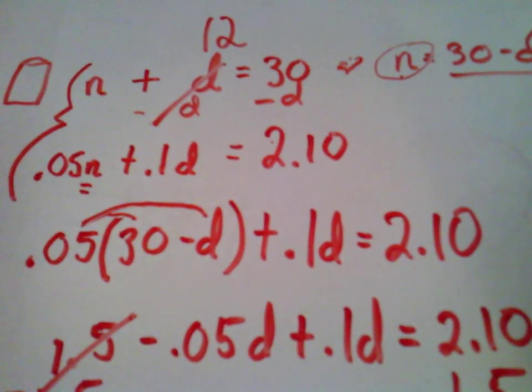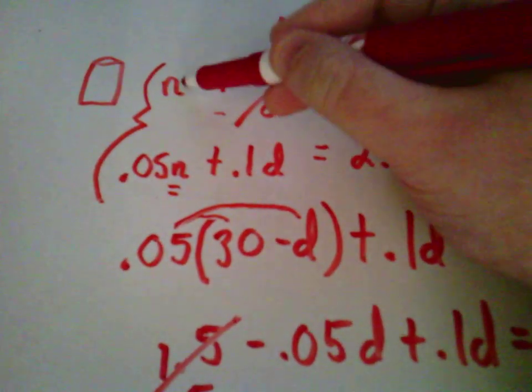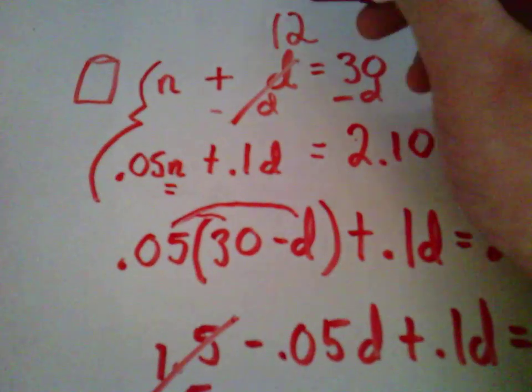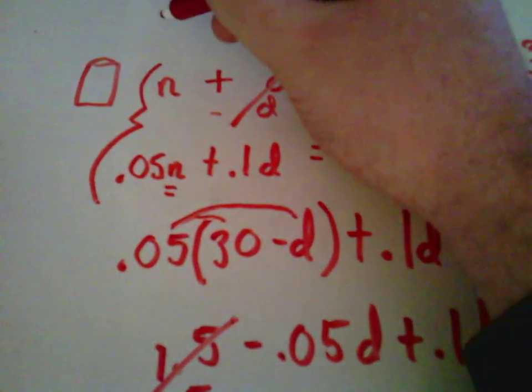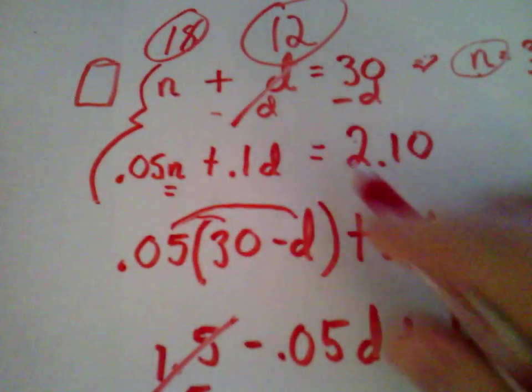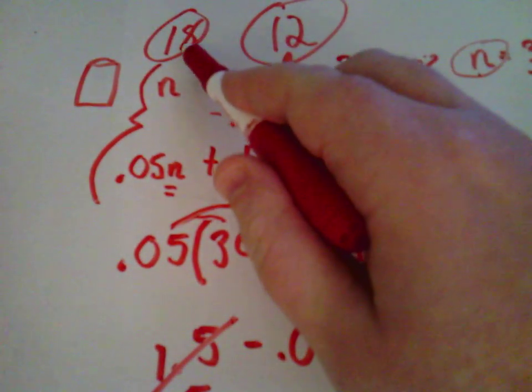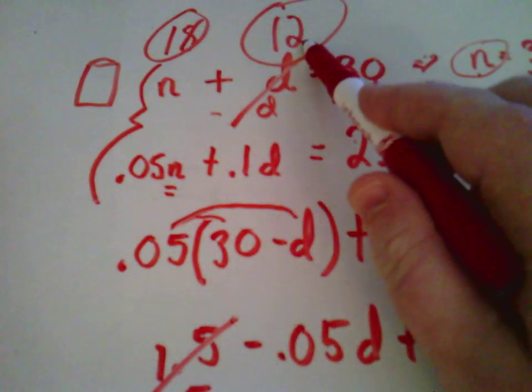How can we determine the number of nickels? Simply enough. N plus 12 is equal to 30. Subtract 12 from both sides. N must be 18. And there you have it. We've solved this system of linear equations and found that we have 18 nickels in the jar and 12 dimes.